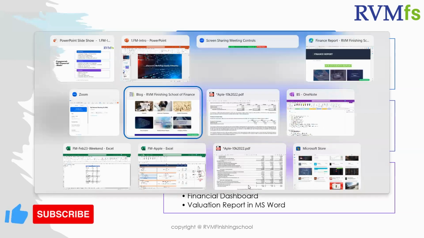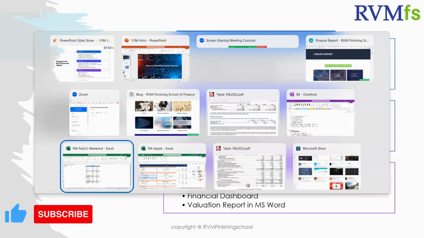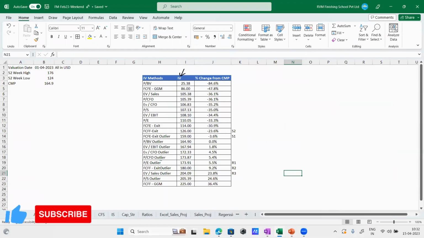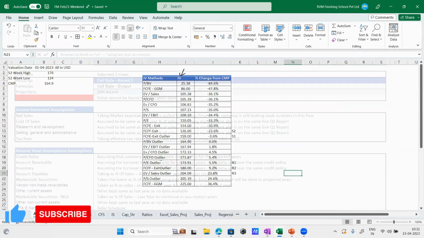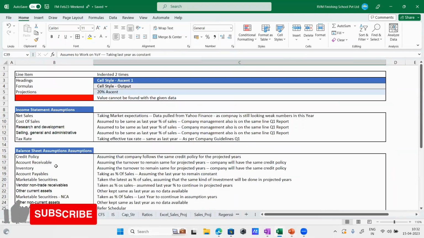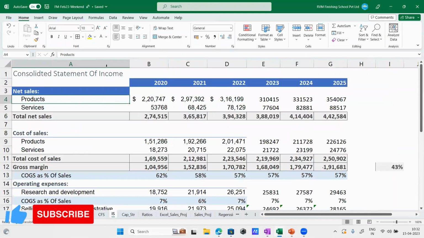Let me take you through the model we are working on here. This is the class model, which is yet to finish. Only the last part is remaining. Most of the things have been worked upon. So let's start with the income statement. This is for Apple.